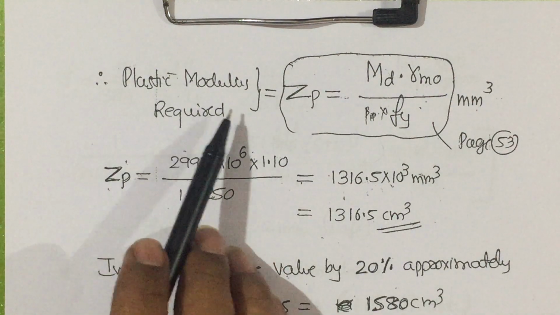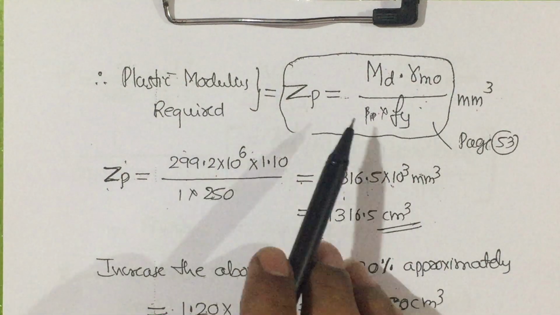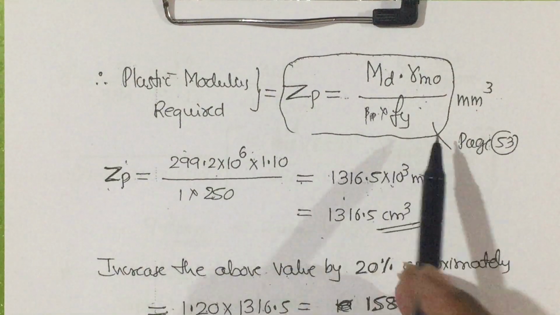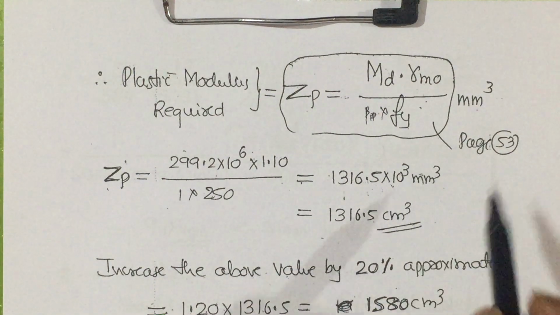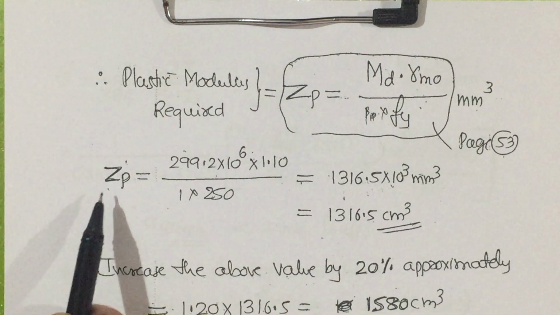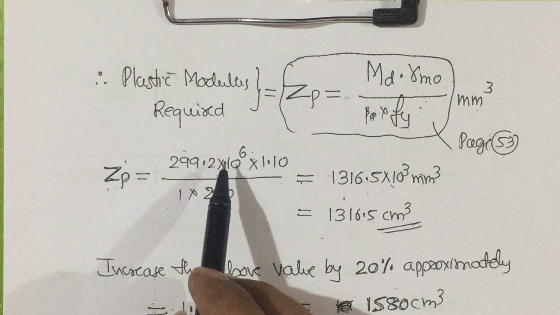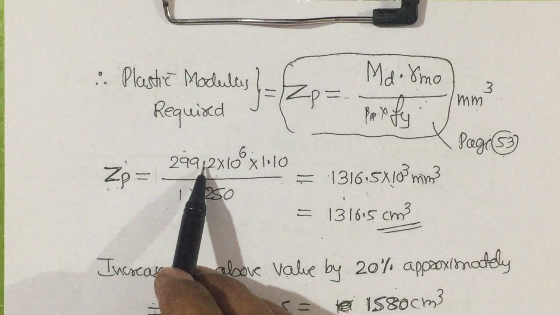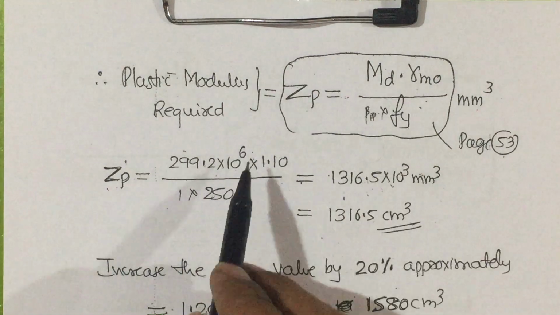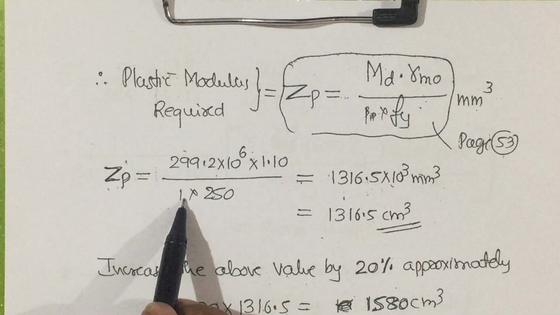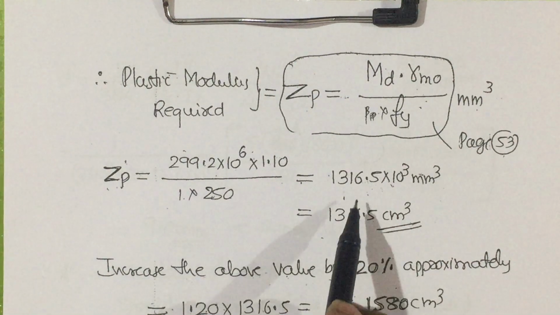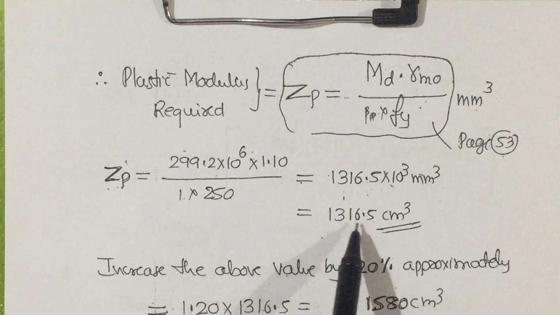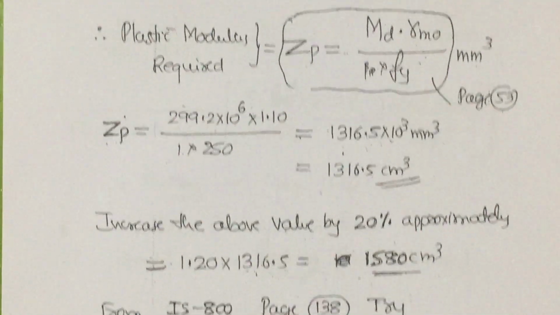We are going to calculate the plastic modulus required, that is given by ZP is equal to MD into gamma m naught divided by beta into Fy. It is given in page number 53. For MD, we are going to take the MU value we calculated. Gamma m naught is 1.1, beta we are going to take as 1, Fy is 250. You will get 1316.5 into 10 power 3 millimeter cube or 1316.5 centimeter cube.